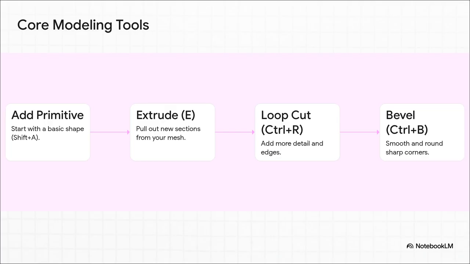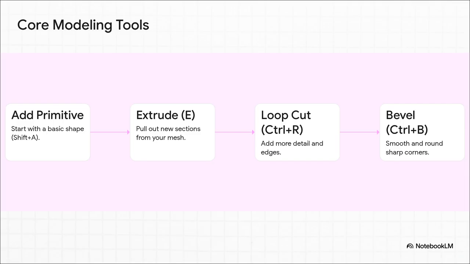Once you're in there, you're not moving the whole object anymore. You're moving its individual little pieces, its faces, its edges. So you'll add a shape, then you can hit E to extrude a face, which kind of pulls a new shape right out of the old one. Then you can use Control plus R to add a loop cut for more detail, and Control plus B to bevel the edges and make them look nice and smooth.